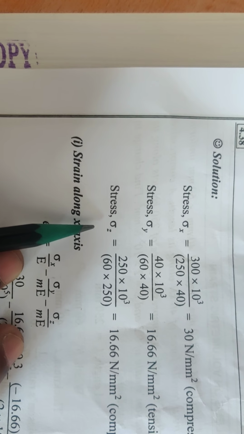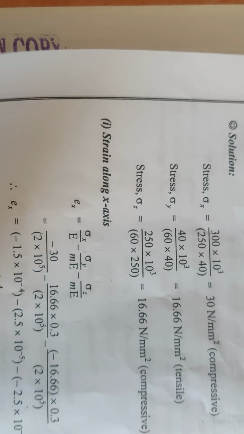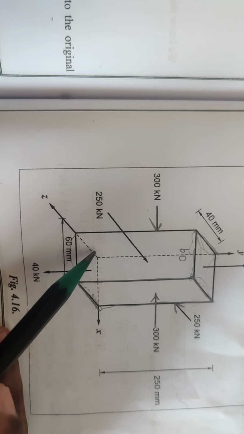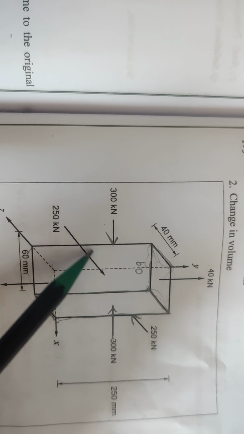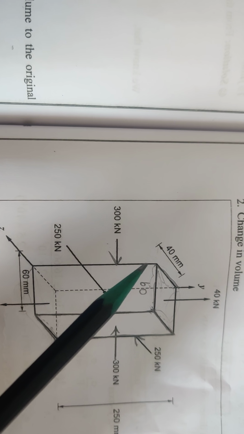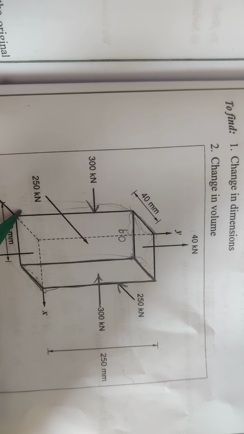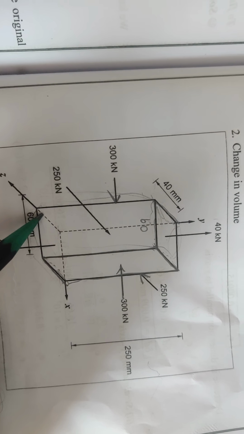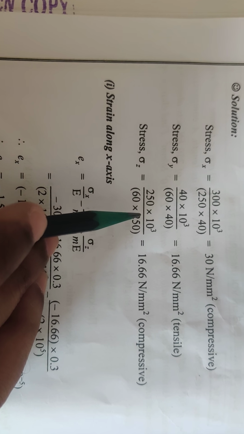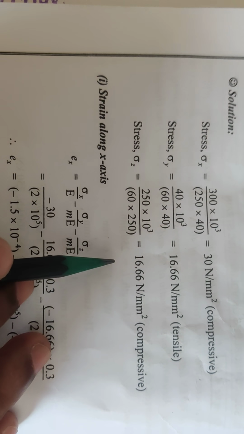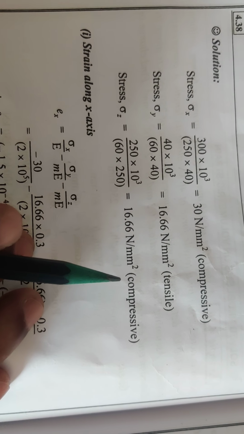The next step is stress in z direction. Load acting in z direction divided by cross sectional area of z direction. The load acting in z direction is 250 kilonewton, acting in this plane. The length of the steel flat will come, and similarly the thickness 60 mm. So 250 into 60. Converting 250 kilonewton into Newton, 250 into 10 power 3 Newton divided by 60 into 250, we get the stress in z direction as 16.66 Newton per mm square compressive.